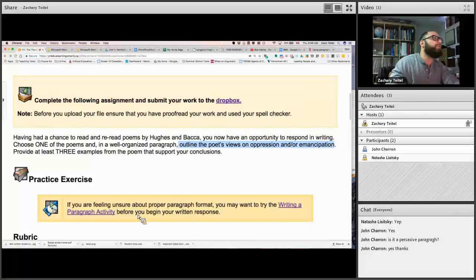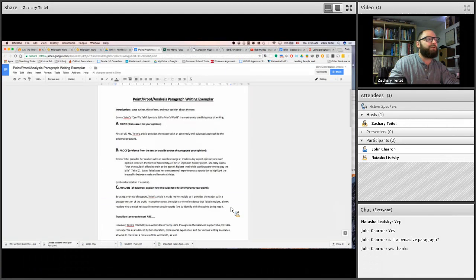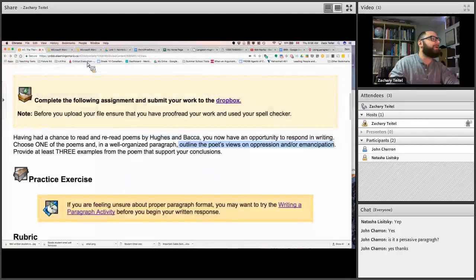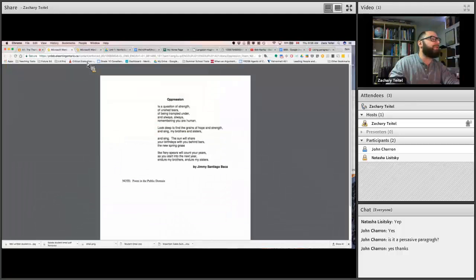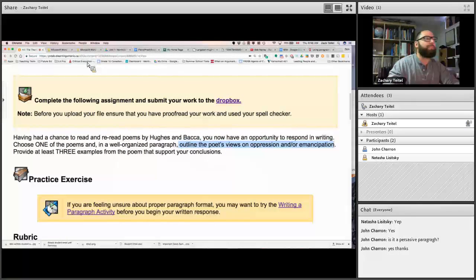And then you're going to move on to using this exemplar, point, proof, analysis, for each of those 3 points. So I could potentially expect from you three different instances of point, proof, analysis based on the three supporting examples that you provide. If you have more than three examples, then you'll have more than three instances of the point, proof, analysis.